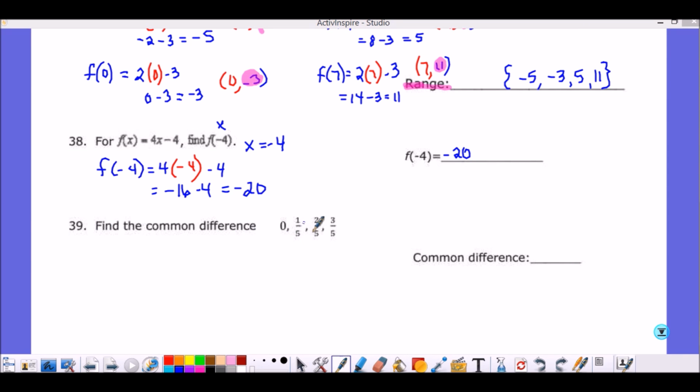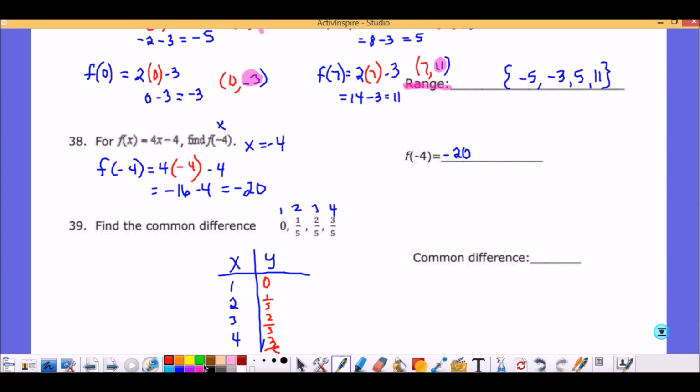All right, so let's find the common difference. So let's take a look. I'm going to make this into my x and my y table. And I have my first term, second term, third term, fourth term. And what they gave me are fractions of 0, 1/5, 2/5, and 3/5.